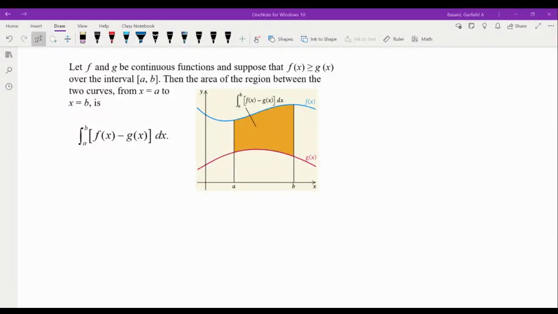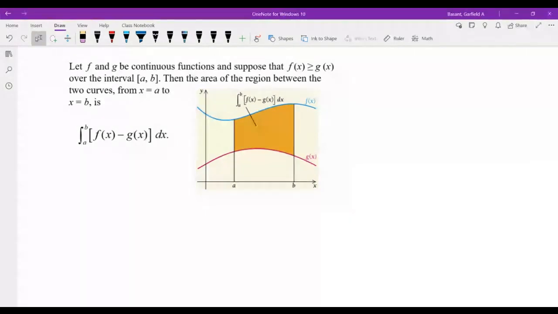So here is the second rule we're going to look at in this section. If f and g are two continuous functions where f is greater than g, f greater than g means really that the f function is going to be higher right here than the g function over the interval, and we're going from a to b. Then the area of the region between the two curves from x equals a to x equals b is equal to this formula here.